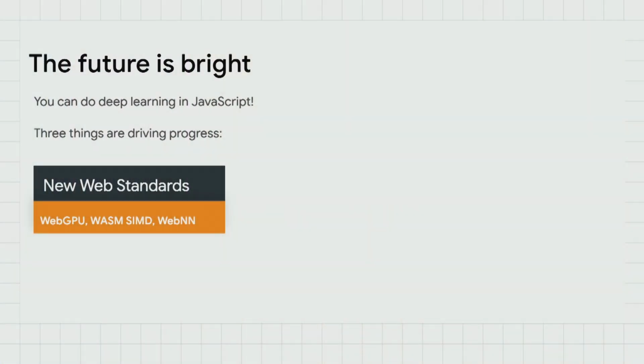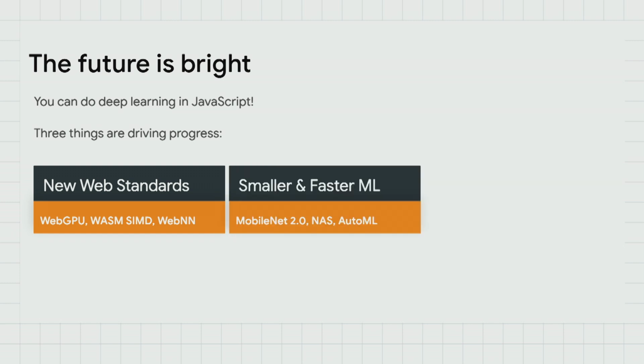And there are three things that are driving this progress. There are new web standards coming in, like WebGPU and WASM, which stands for WebAssembly. There are potentially new specs like WebNN, a neural network spec. All of this would give us closer to the metal access to do faster computation. Another force is ML research. ML researchers are coming up with more efficient architectures. For example, MobileNet v2 has half the flops of MobileNet v1, but almost the same accuracy. And now with AutoML and neural architecture search, you can let computers find the most optimal lightweight model that can do the task for you.